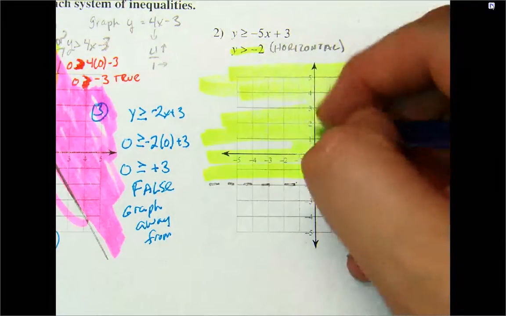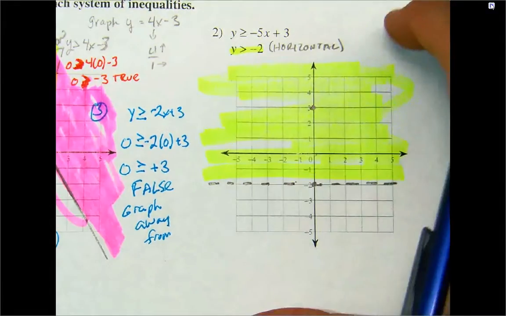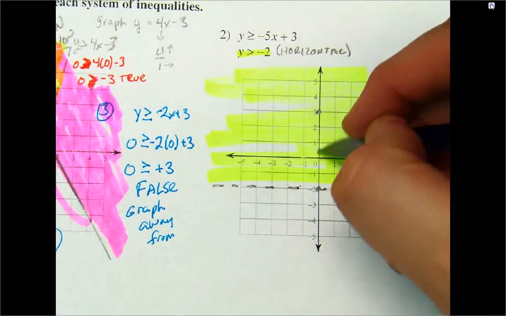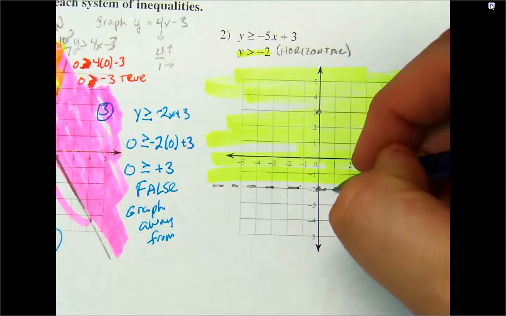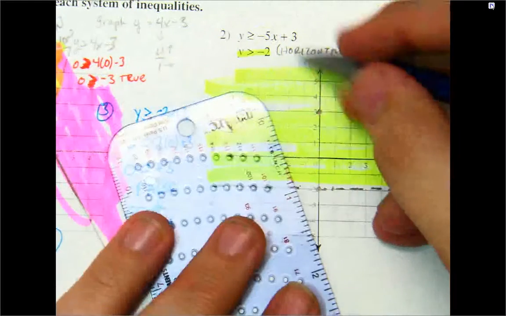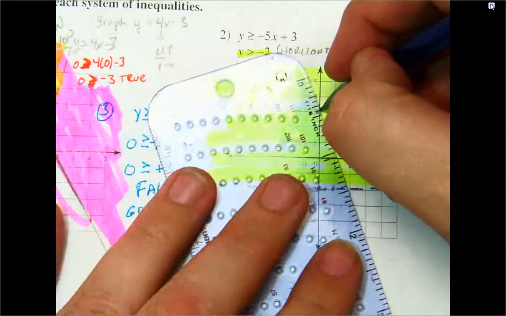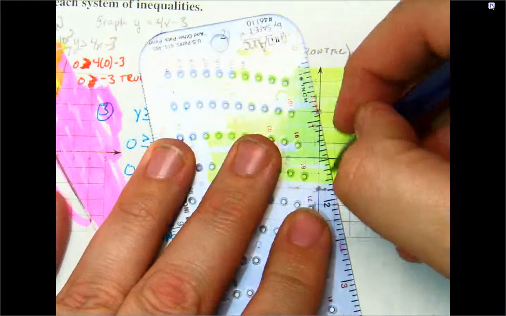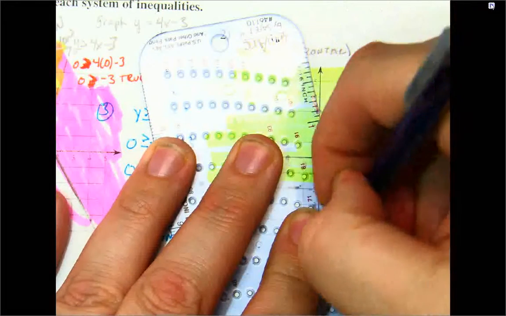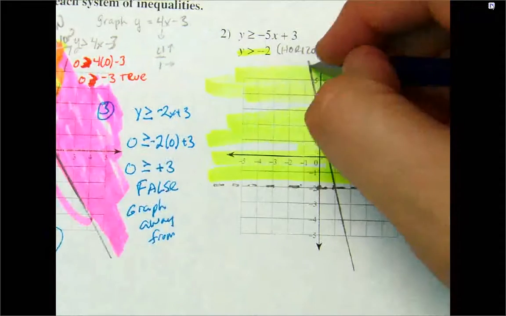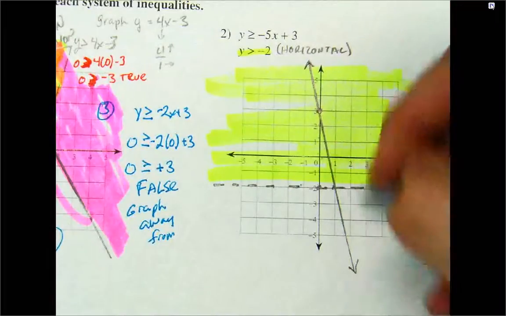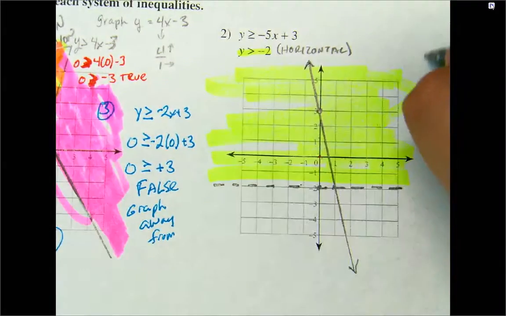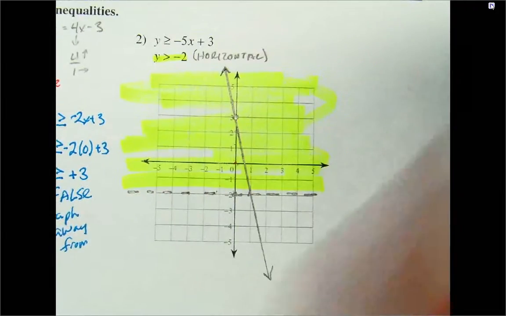Now for the other line, y is greater than or equal to -5x plus 3. There's your 3. -5 is our slope, so 1, 2, 3, 4, 5, 1. Is this a solid or a dashed line? Now, can I use 0, 0 as my test point? Wait, when would you not be able to? If it was on the line. If the line goes right through 0, 0.